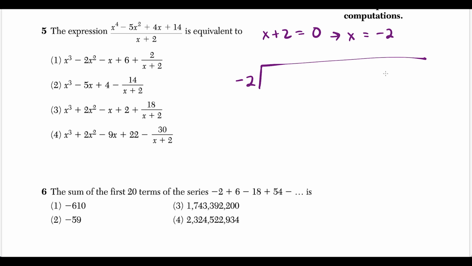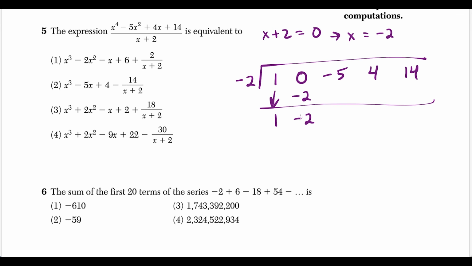So I have 1x to the 4th. Then be careful, don't just start and go on to negative 5 here. We have to write the coefficient of x to the 3rd is technically 0. And then we have minus 5x squared plus 4x, and then our constant is at the end. So then the way this algorithm works is we bring down the first number, which is 1, and we multiply. Negative 2 times 1 is negative 2. And then we add 0 plus negative 2 is negative 2, and then multiply again.